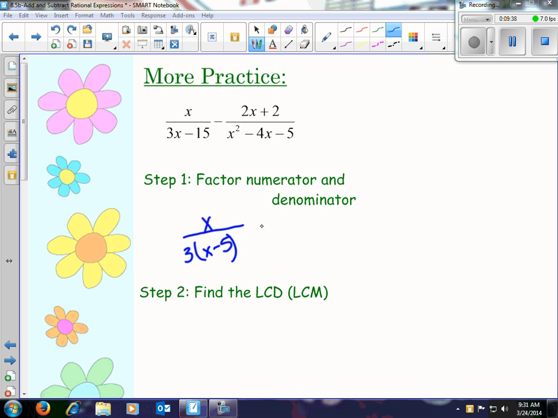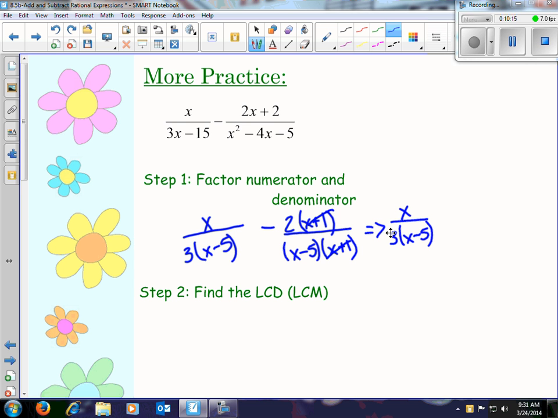And then I'm going to subtract this one, and I can take 2 out of here, so I have 2 times x plus 1 divided by, now we can factor this, so I need 2 numbers that multiply together to be negative 5 and add together to be negative 4. So let's do x minus 5 and x plus 1. Now, this one's nice because I have an x plus 1 that I can cancel. So then I'm going to be left with x over 3 times x minus 5 minus 2 over x minus 5.